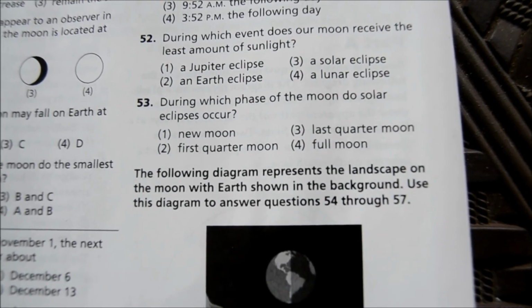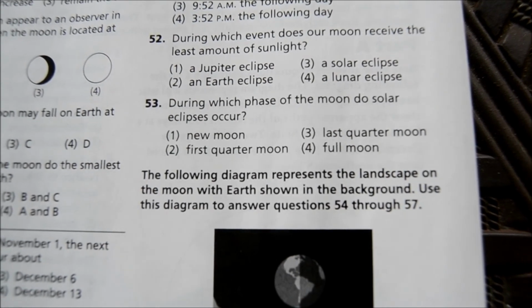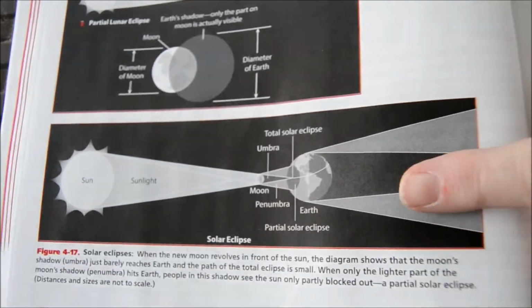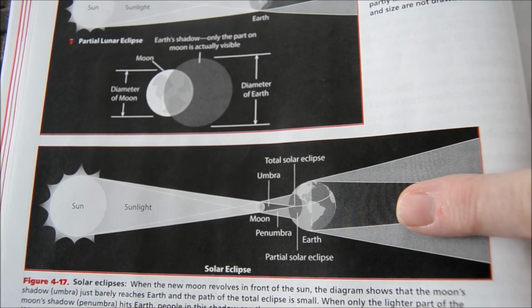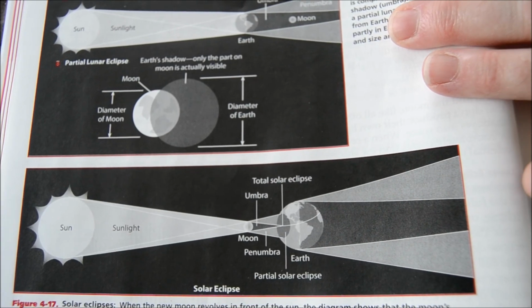53. During which phase of the moon do solar eclipses occur? That one, solar eclipse, going back to your diagram, you've got to be at a new moon. Lunar eclipse, full moon. Solar eclipse, new moon.